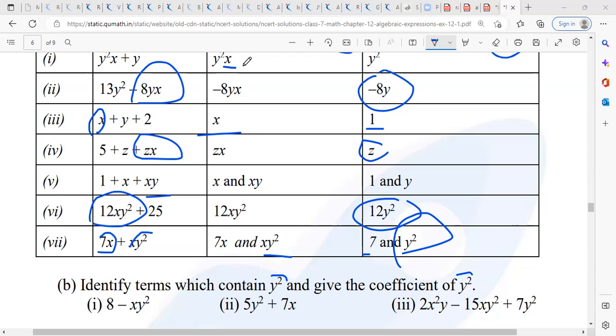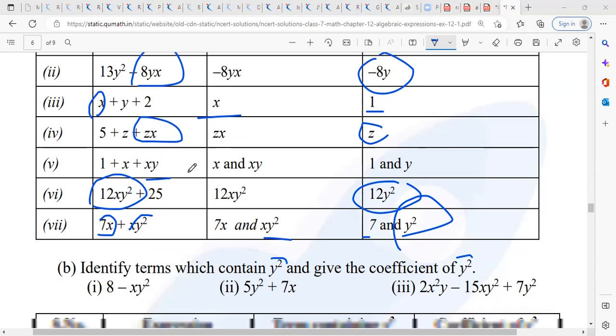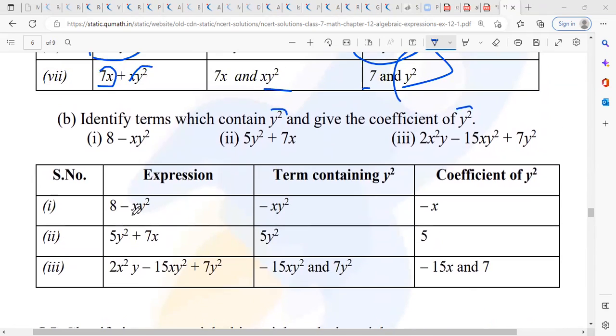Ma'am, done. Okay. So let's just check. 8 minus xy. This was the y square term. And what was the coefficient? Minus x, right? And 5y square plus 7x, the term is 5y square. And what is the coefficient? 5. And 2x square, minus 15xy and 7y square. They are the terms containing y square. And what is the coefficient? Minus 15x and 7. They are the coefficients.